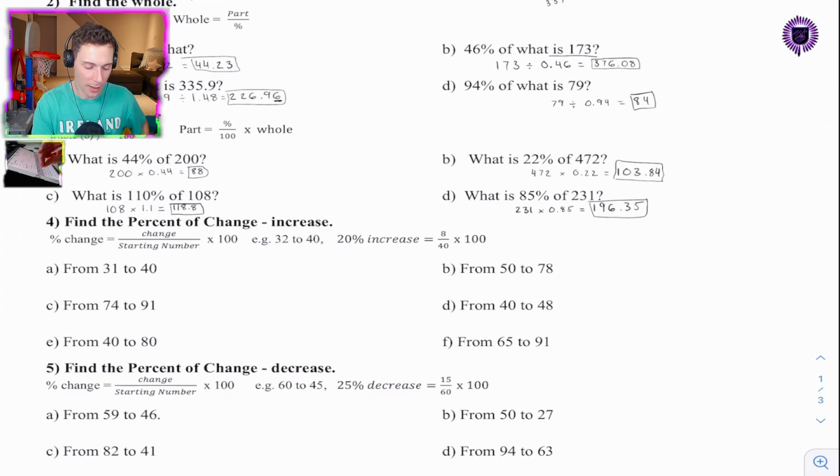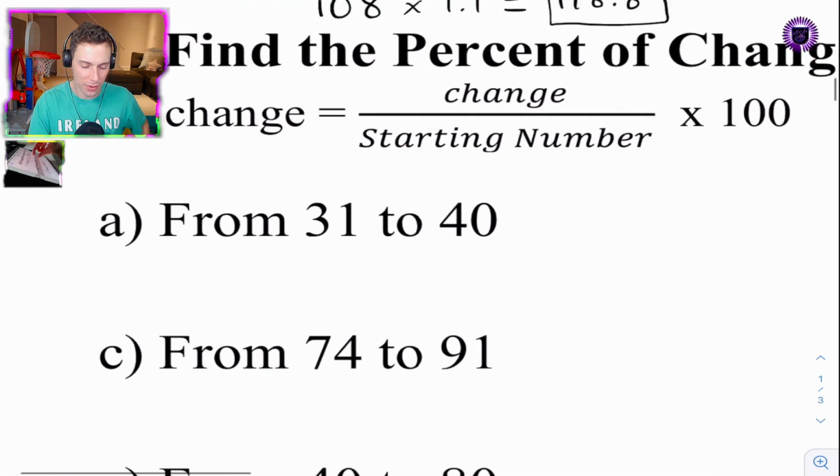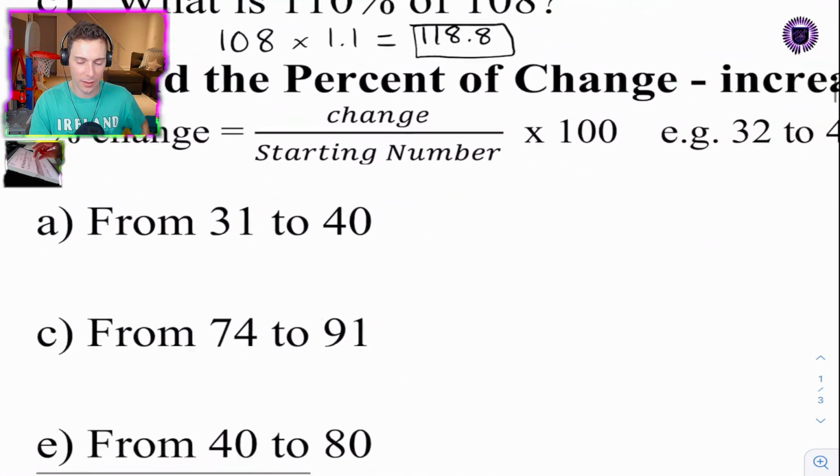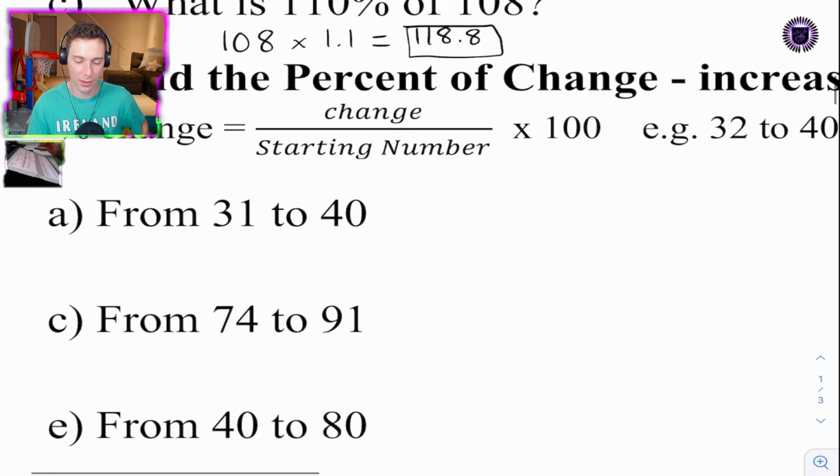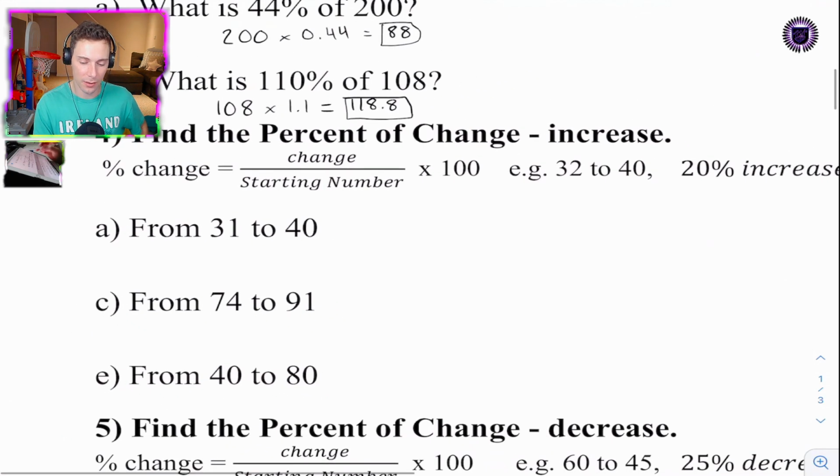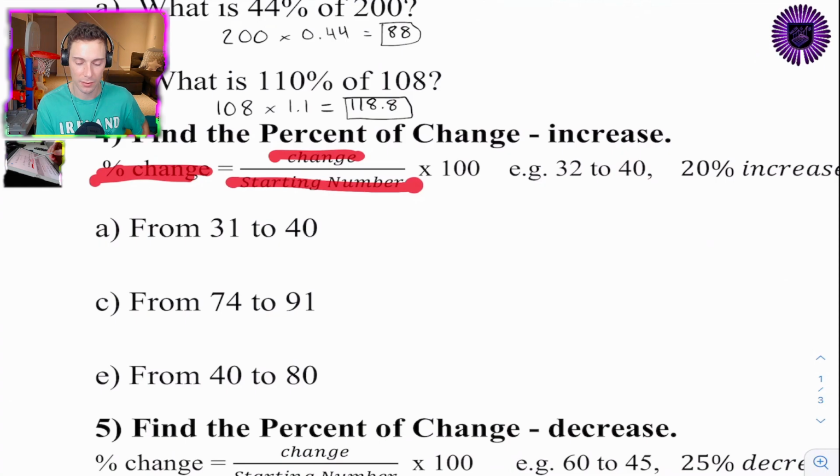Question 4a. So this is some new stuff. Percent of change. Increase. So these are all going to be increases. So let's look at the formula you have. The percentage of change is going to be the change divided by the starting point, and then times 100, because it'll turn into a decimal. So here's an example.